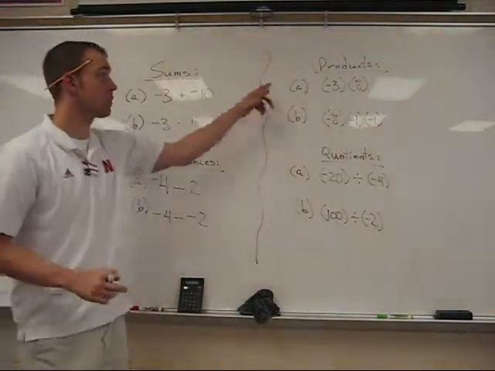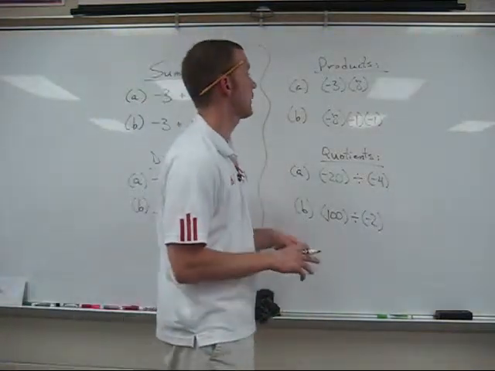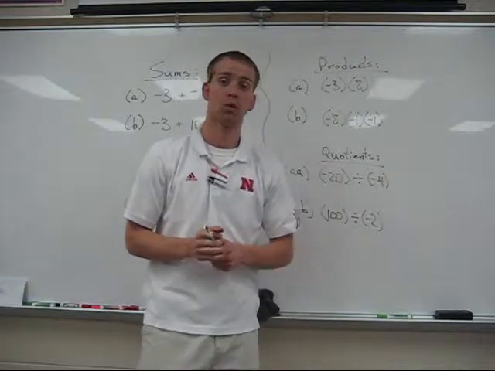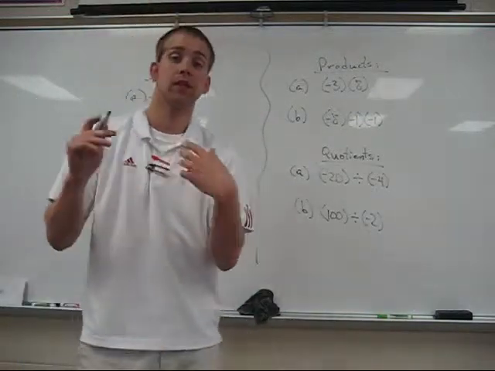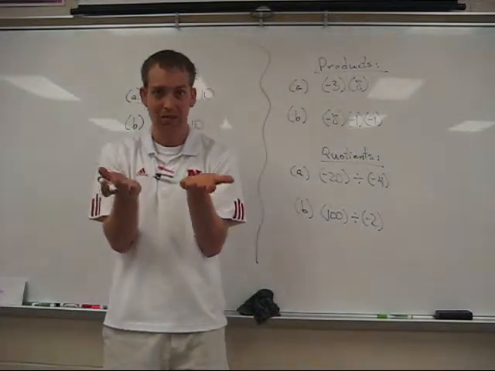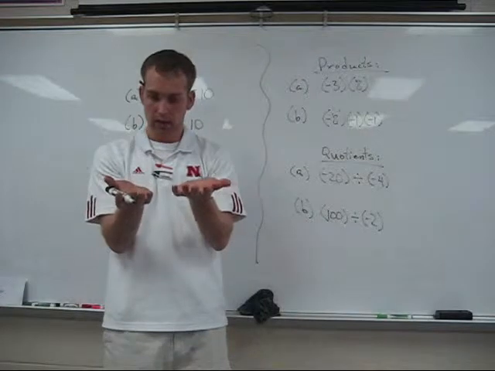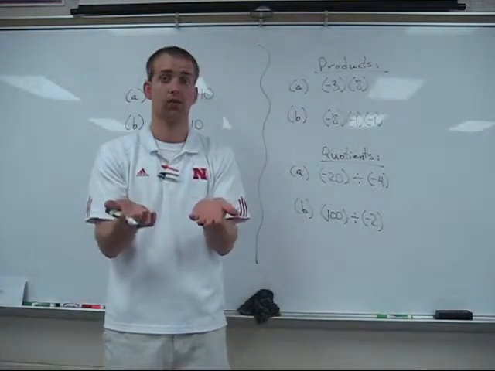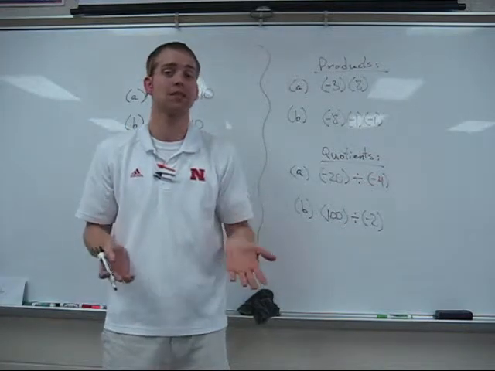So actually I'm going to start over here with products and quotients, and I'm going after these first because I know that when you multiply or divide, because those are just opposite operations, two things that have the same sign, your answer is always positive. When you multiply two things that do not have the same sign, they have different signs, you get a negative product or quotient. It's as simple as that.